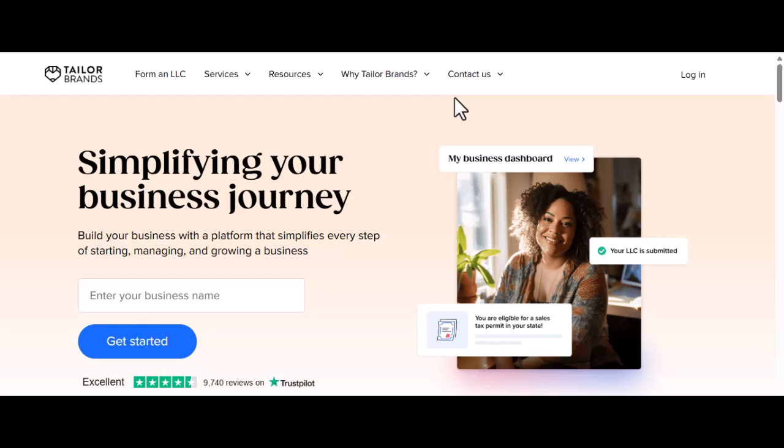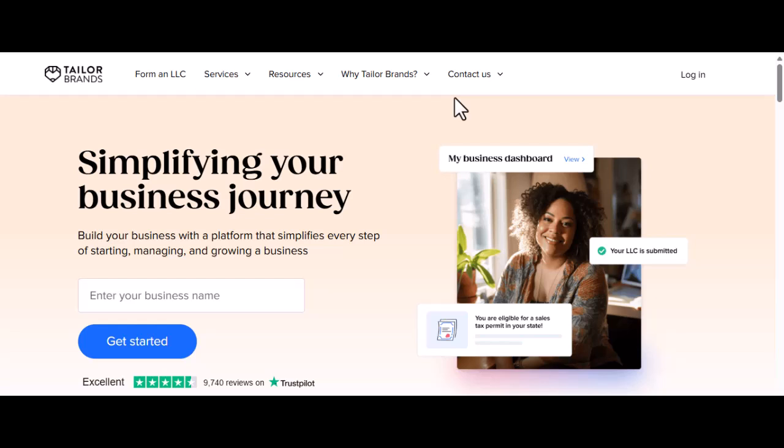Ever wondered if your logo design or LLC formation costs change just because you live in a different country? It's a fair question, especially with global platforms like Tailor Brands. You're looking to launch a business, you need branding, maybe a website, and you want to know what you're actually going to pay, whether you're in London, New York, or Mumbai. Welcome to the breakdown of Tailor Brands' international pricing.